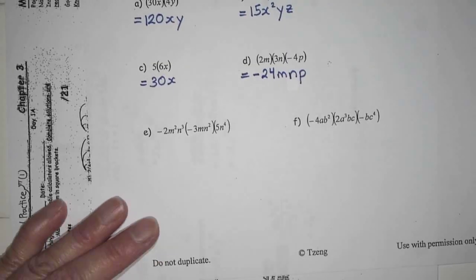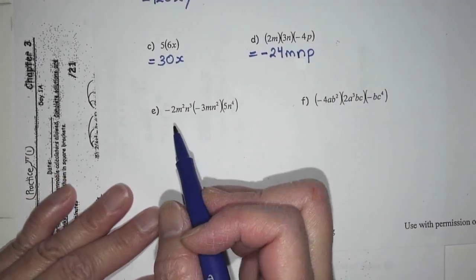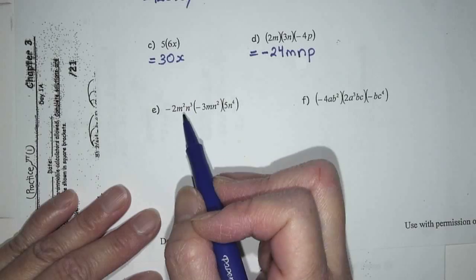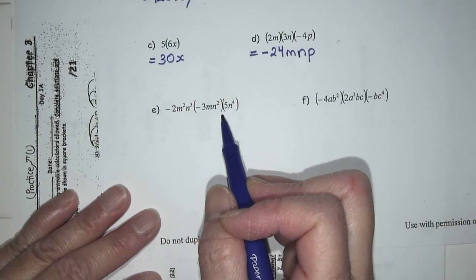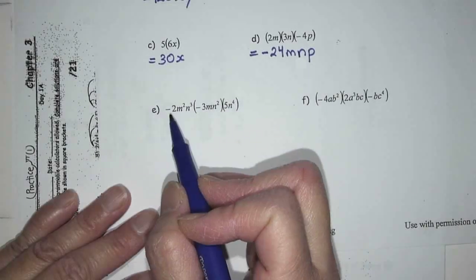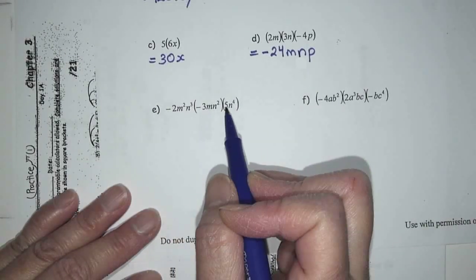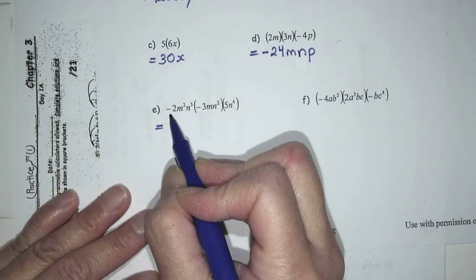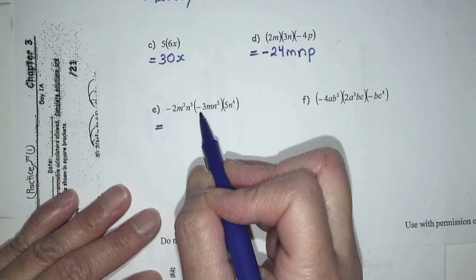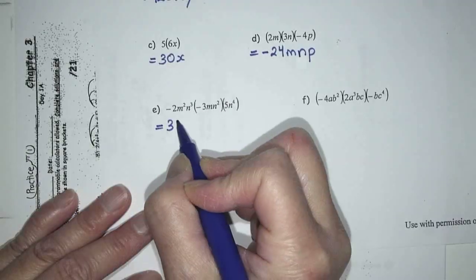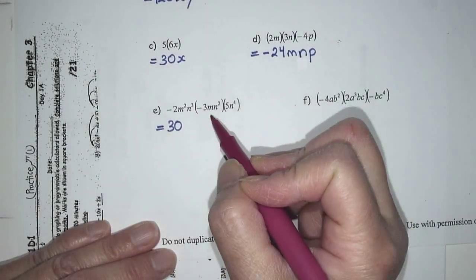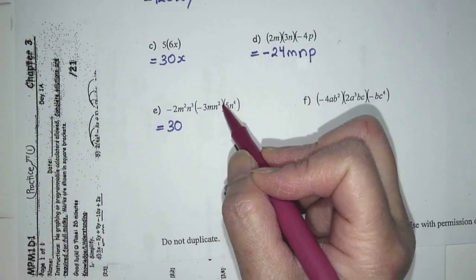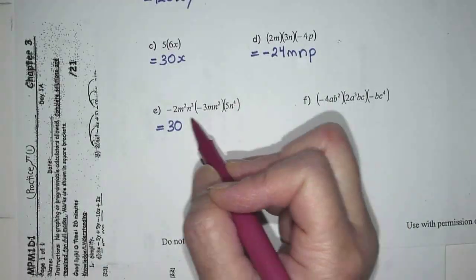Okay, so now let's mix it up. What if I had negative 2 m squared n cubed times negative 3 m n squared times 5n to the 4? So look, negative 2 times negative 3 times 5. So still do the numbers. Negative 2 times negative 3 is 6. 6 times 5 is 30. All right, so now you're going to go m squared n cubed times m n squared n to the 4. Remember, we're allowed to readjust this.